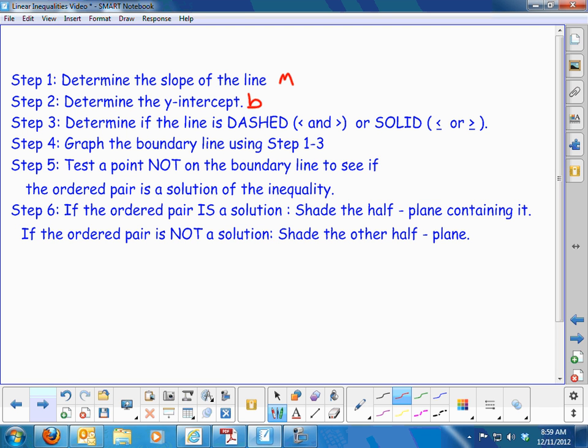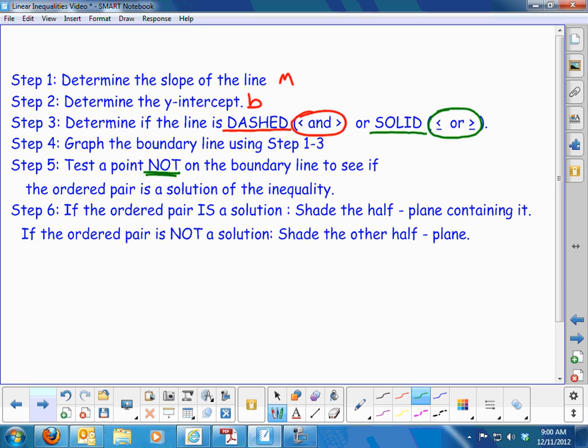Determine if the line is dashed or solid. You know how we had an open and closed circle for one variable inequalities? Now we're going to have a dashed line. That's for less than and greater than, and we're going to have a solid line. That's for less than or equal to, or greater than or equal to. Test a point not on the line, so you're going to want to test a point to see if it works. If it does, then that is a solution, and that determines where we shade. Okay?